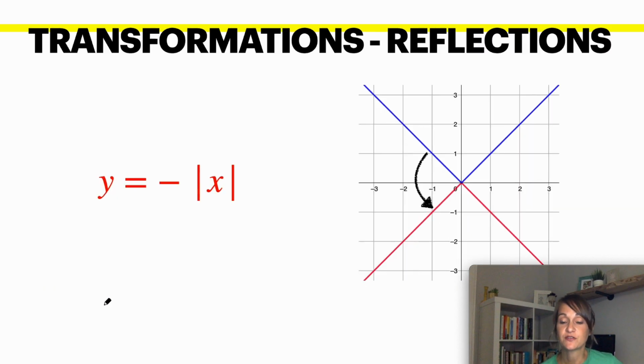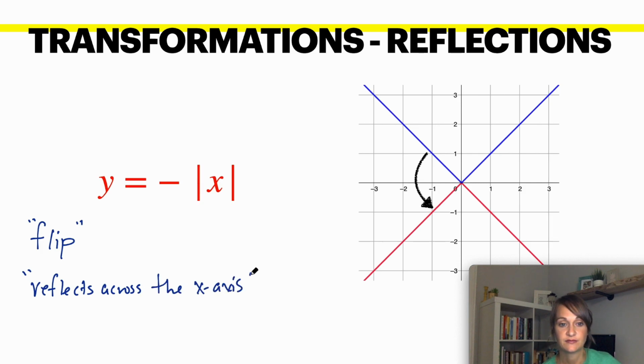There is another type of transformation, which is a reflection. If you have a negative on the outside of the absolute value, it actually will flip, which is where you could either say it flips the graph, or you could say it reflects across the x-axis. Here is the x-axis, and it actually reflects across the x-axis. Both of these mean that you are basically taking the absolute value function and you are either reflecting across the x-axis or you are flipping it.